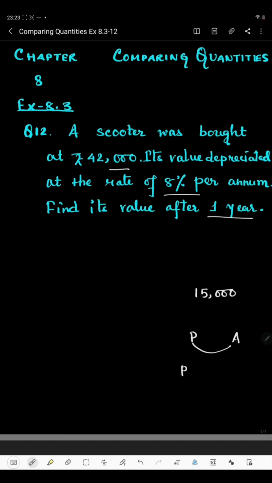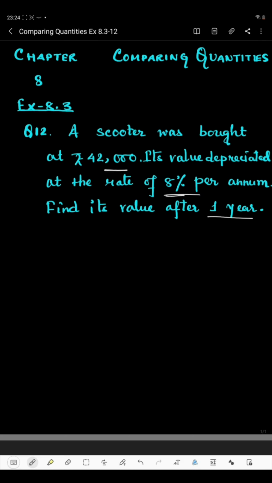So that time the formula was A is equal to P into 1 plus R by 100 raised to the power n, when the value gets increased, whether you are finding population, the number of bacteria, or the amount. That's why we use this formula. Now here, in case of depreciation the value gets decreased, so everything will remain the same, only in place of the plus sign it will be a minus sign, okay?